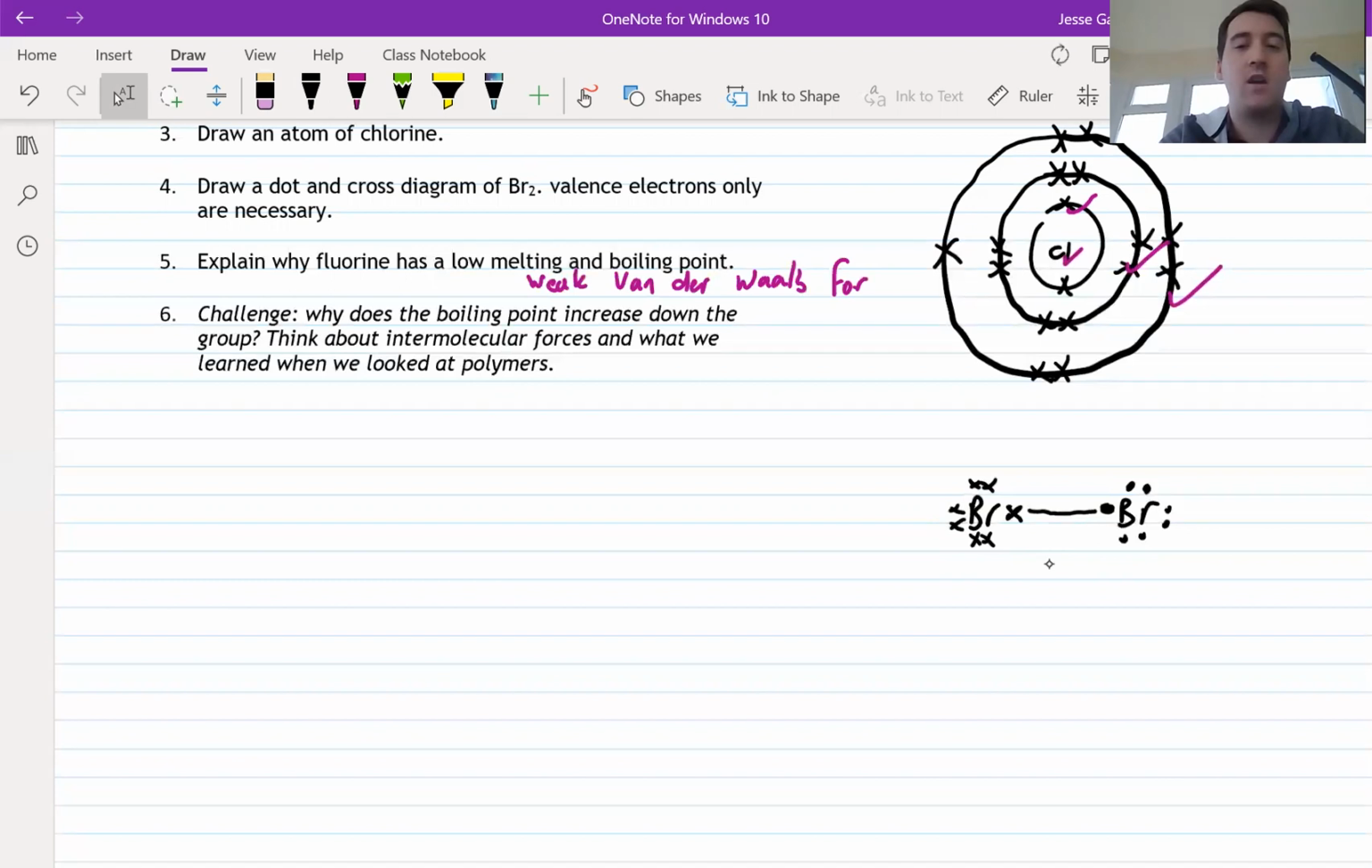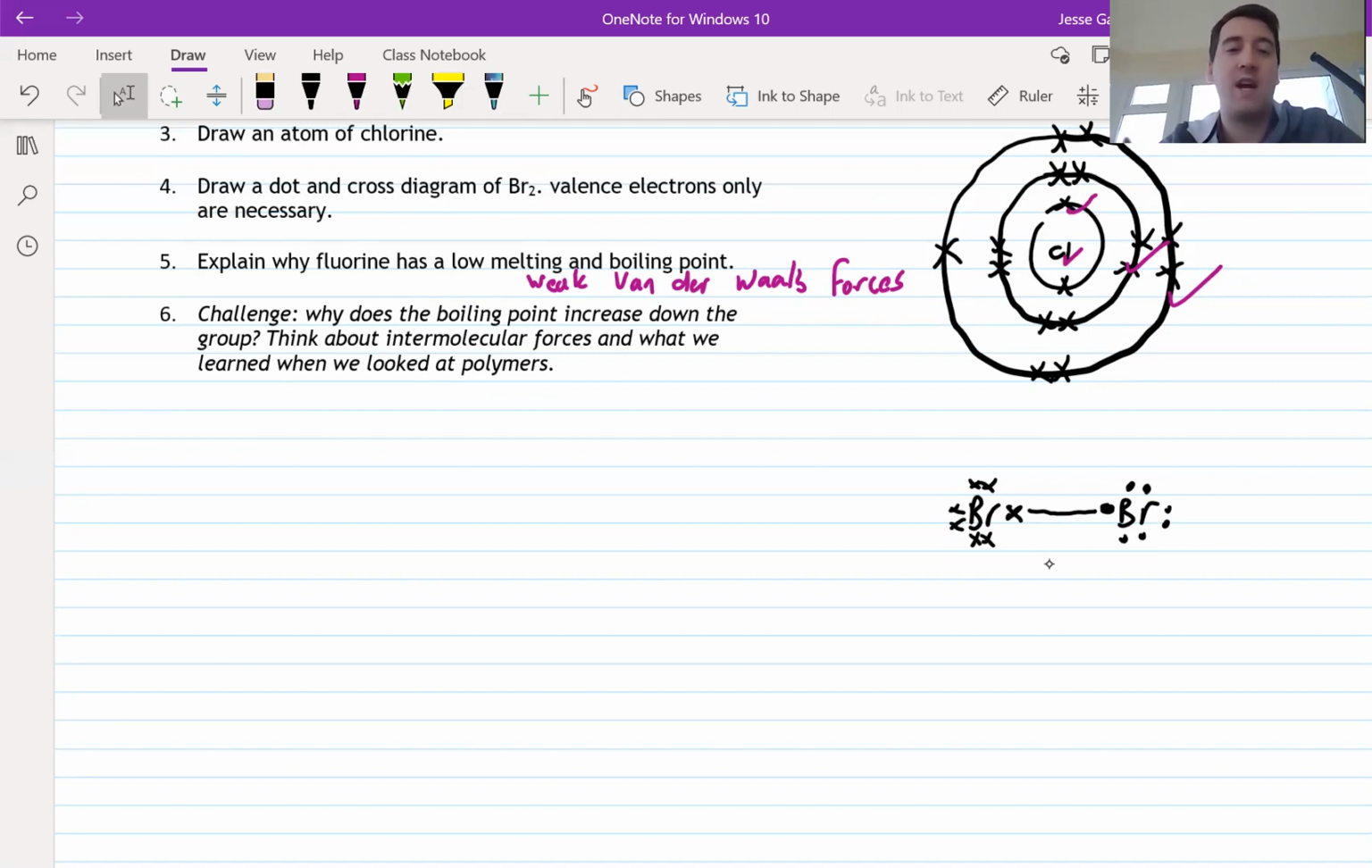Or weak intermolecular forces. So if a substance has weak intermolecular forces, then it will have a low boiling point. If it has strong intermolecular forces, it will have a higher boiling point. If it's in between somewhere, it will be obviously a scale as you work your way up. So it has weak van der Waals forces. Out of all of the halogens, fluorine has the weakest van der Waals forces because it's got the least number of electrons moving around inside the atom to create the van der Waals forces. Okay, so that is why fluorine has a low melting and boiling point.